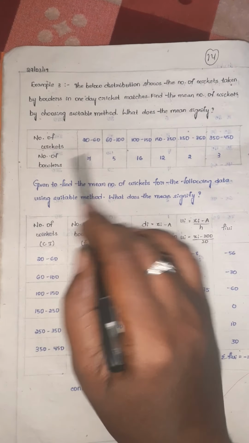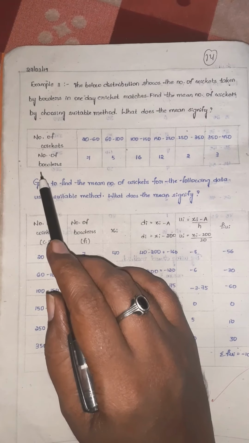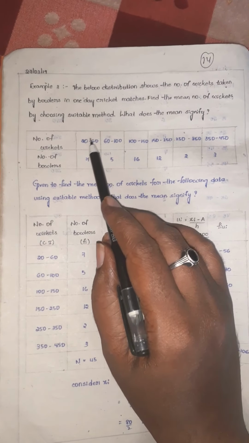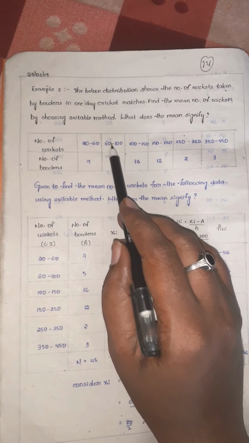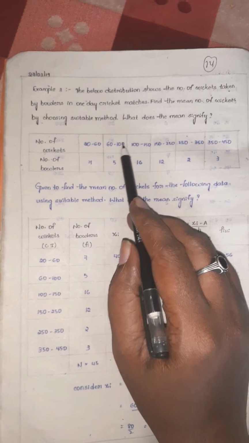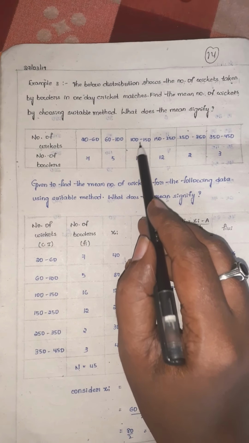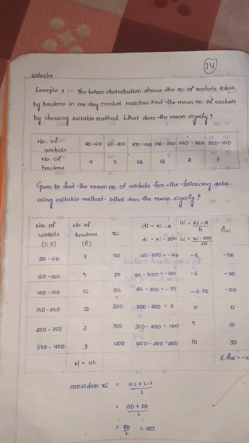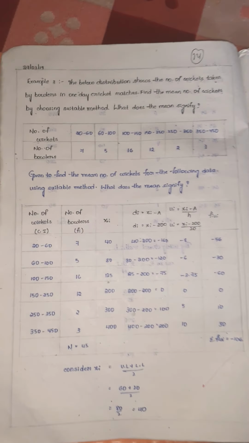So number of wickets is given as class intervals like this, number of bowlers is given like this. First of all, here upper limit is 60, next class lower limit is 60. Here upper limit is 100, lower limit of next class is 100. So we can say it is exclusive data, so we need not convert into inclusive.